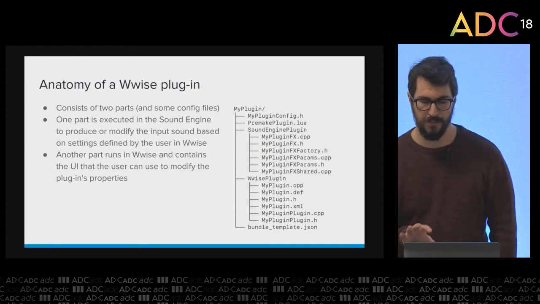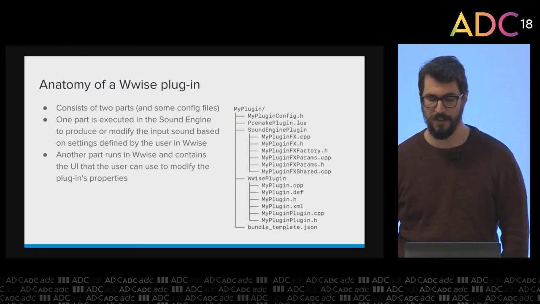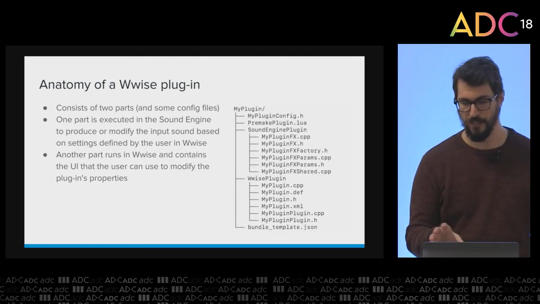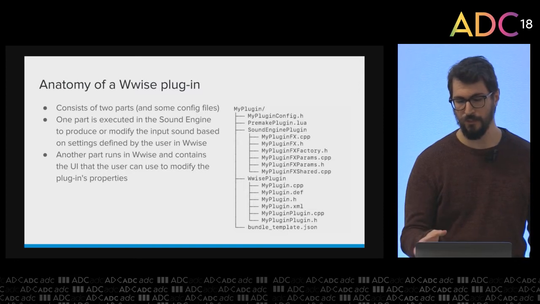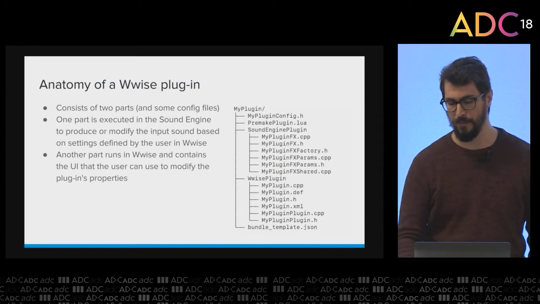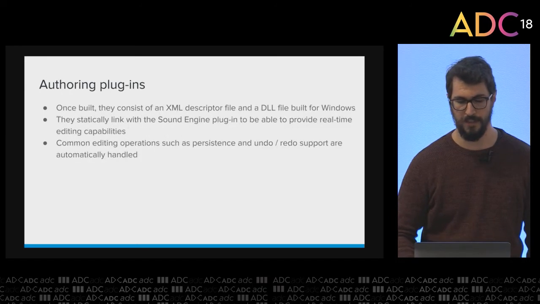Here you have a somewhat conventional and, I'd say, minimalistic composition of what a plugin would look like. It has some source files for the sound engine plugin and some source files for the Wwise authoring plugin. And then it has some configuration files for building and publication, which we'll look at a bit later.